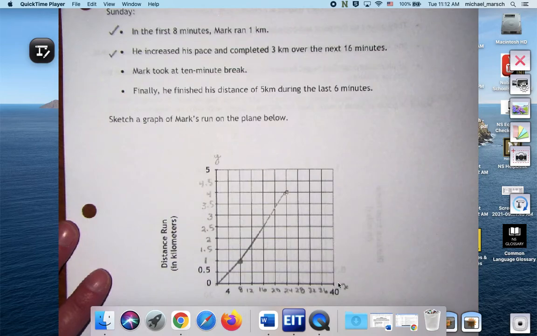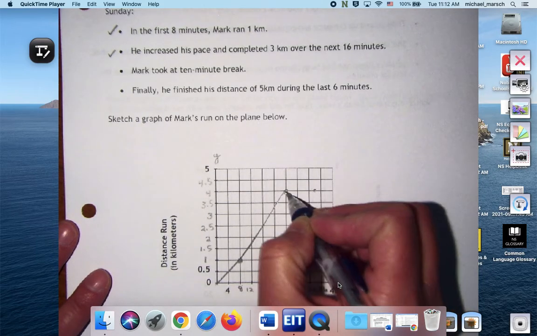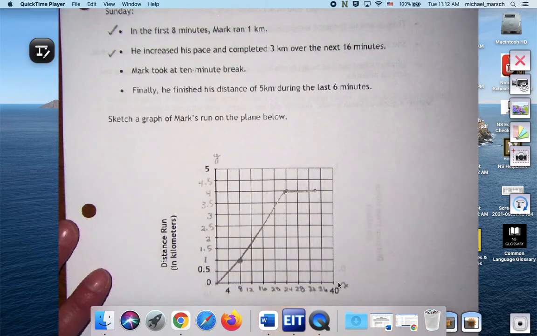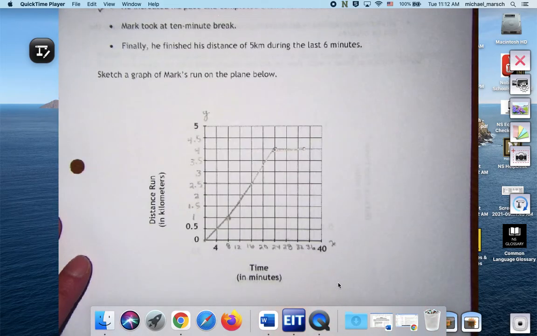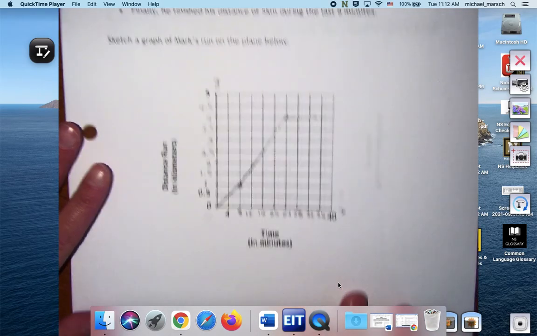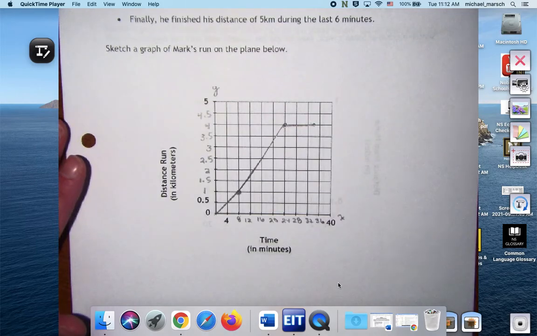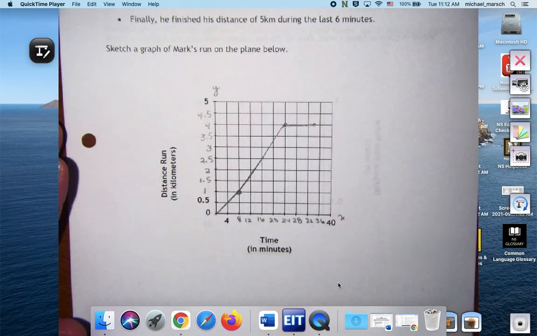Then he took a 10-minute break. So I'm going to go from 24 to where 34 would be and mark that as not moving, right? I don't know what the best angle is for this here. Just going to have a straight line. He's just chilling. Maybe he got a cramp. Maybe he's rehydrating. Maybe he needs to find a new song to listen to on Spotify, whatever. Hey, some of you scroll for hours looking for the perfect song. So let's not judge Mark here.